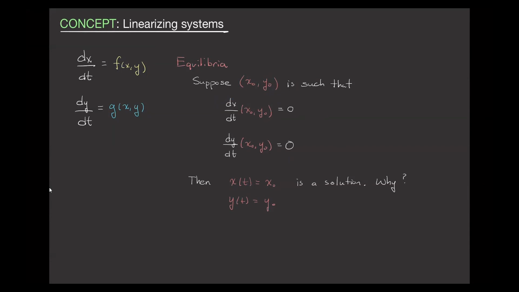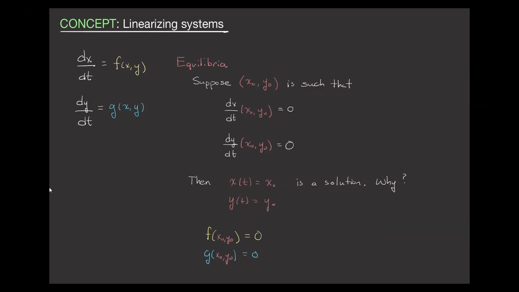The claim is then that the constant solution, x is equal to x naught, because remember, x is a function of t, so it could have a t involved, but if we just set it equal to this x naught constant, and then we do the same thing for y, just set it equal to this y naught constant, the claim is it's a solution. And why is that so? Well, by definition of finding equilibrium, if you take f of x naught, y naught, what you should get is 0. That's because it's an equilibrium point. And then if you take g of x naught, y naught, you should also get 0.